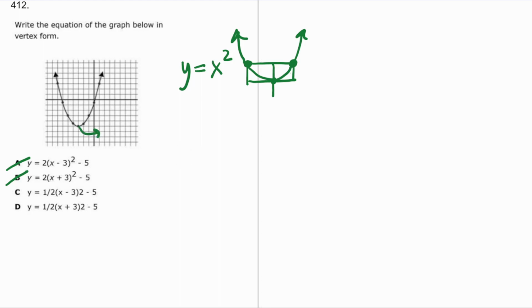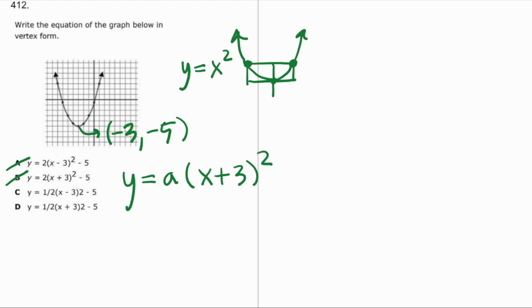Okay, now we're going to probably think about the coordinates of the vertex, since all of these are written in vertex form. The vertex appears to be where x is negative 3 and y is negative 5. So y is going to be some number times x minus negative 3 squared plus a negative 5. And we determine that number is probably going to be a half, so I'm just looking for the one that matches up on that. That's going to be answer choice D.